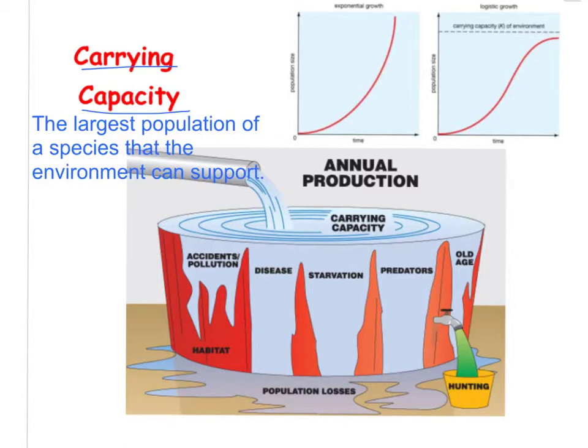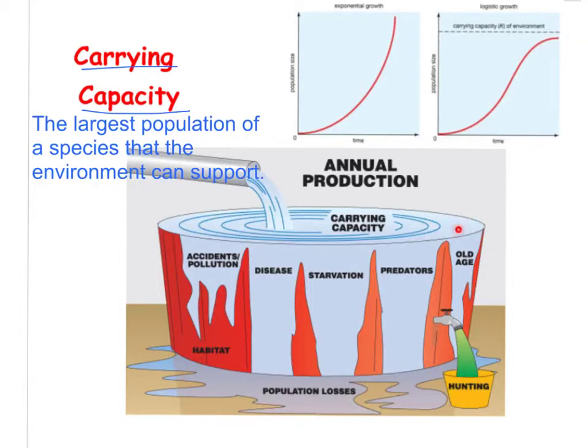Carrying capacity is the largest population of a species that the environment can support. And if we go back to our different growth models here, it's the carrying capacity right here that is limiting the growth of this population and causing this exponential growth to turn into logistic growth right here. That is the carrying capacity. So when you start to hit these numbers right in here, you know that the population has reached its carrying capacity. It can't support any more of those species in that environment.